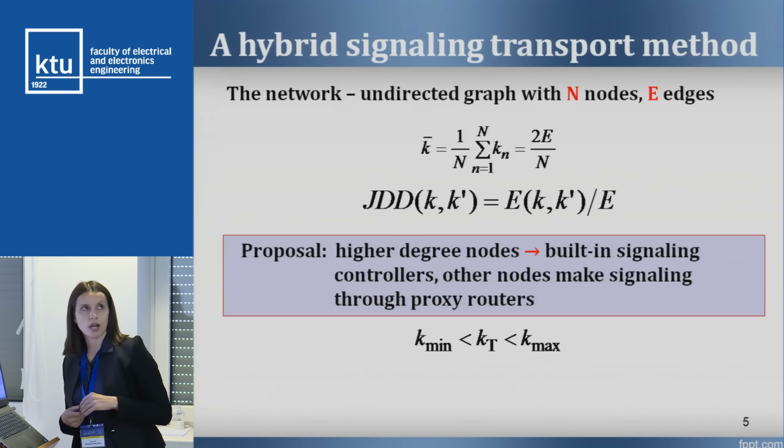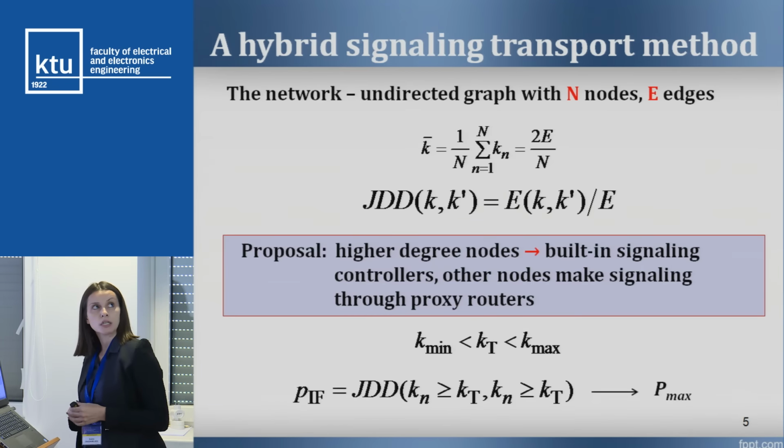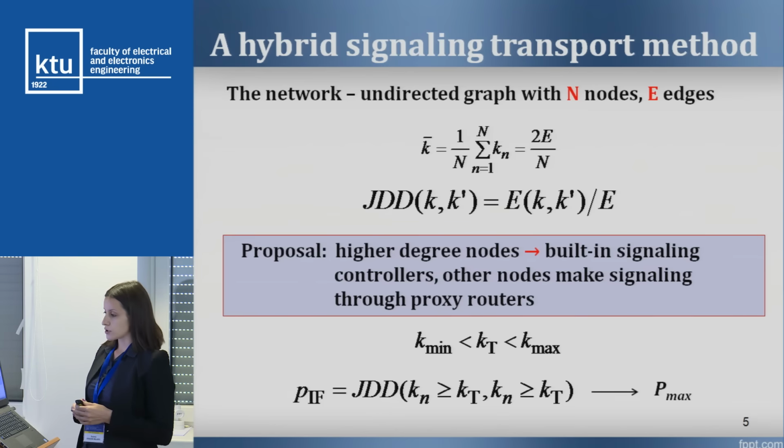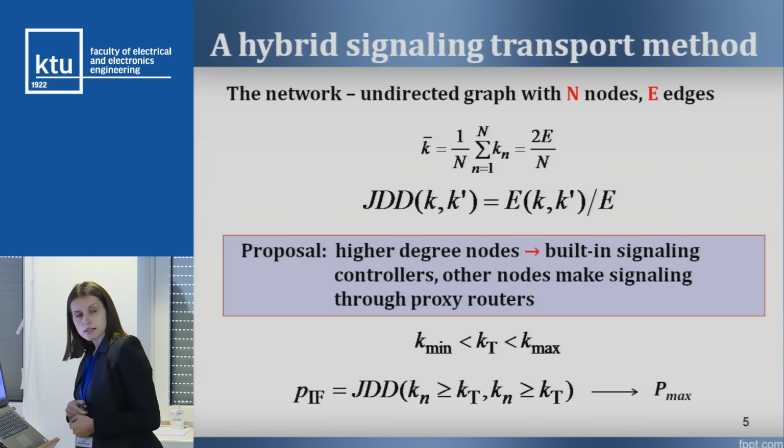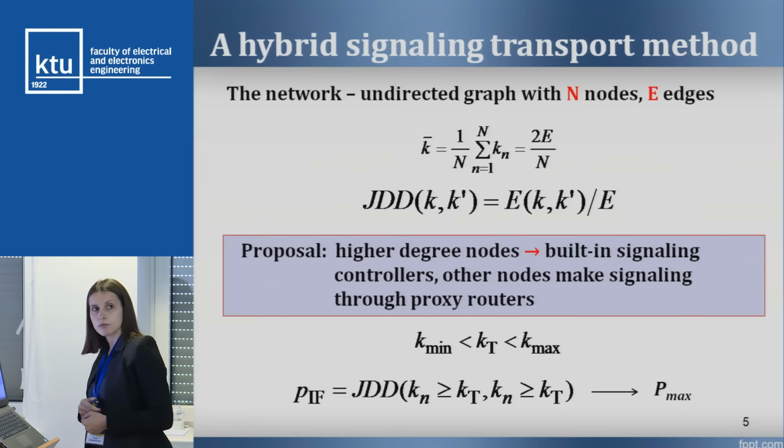Now I'm going to describe this method we used. We observed the network standardly as an undirected graph with n nodes, e edges. This is the average node degree, which was calculated using this formula. Then we analyzed joint degree distribution. It's the probability that a randomly selected edge connects nodes with these degrees. And on the right side, we have the total number of edges connecting these two nodes.